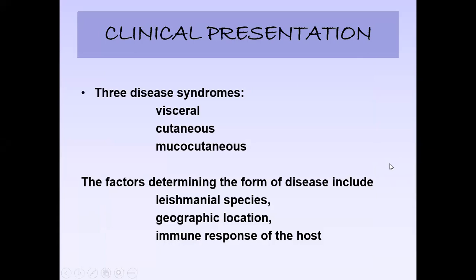Clinically, we see three types of symptoms associated with Leishmania. Number one is the visceral leishmaniasis. Number two is cutaneous. And number three is mucocutaneous, as we discussed. The factors which determine the disease presentation would depend upon the leishmanial species, the area where the sandfly is going to be predominant, and the immune response of the host.